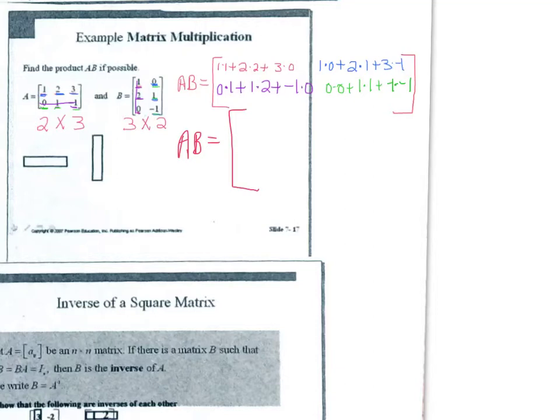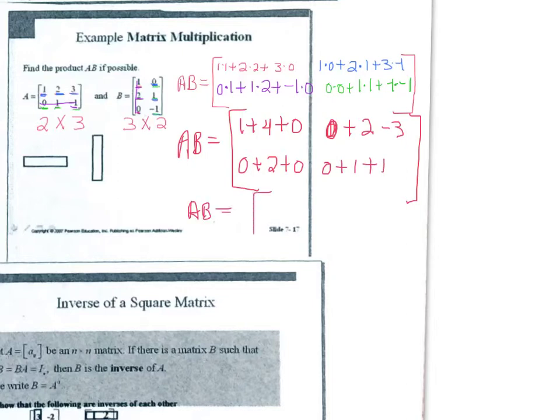1 plus 4 plus 0, right? When you multiply these numbers here, 1 times 1 is 1, 2 times 2 is 4, 3 times 0 is 0. Now the next one, that would be 0, because 1 times 0 is 0, then 2, and then negative 3, because 3 times negative 1 is negative 3. And now 0 times 1 is 0, 1 times 2 is 2, negative 1 times 0 would be 0. 0 times 0 is 0, 1 times 1 is 1, negative 1 times negative 1 is positive 1.